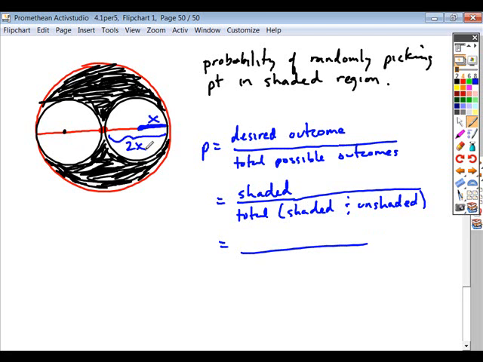2x. So if we use our area formula, we have pi times r squared for our total. And what does that actually reduce or simplify to? 2 squared is 4, so 4 pi x squared. So there's our denominator, the total area, shaded and unshaded together. Okay, how would we find our shaded region?